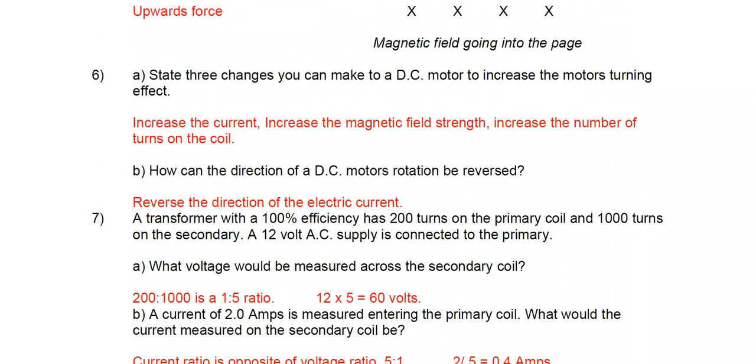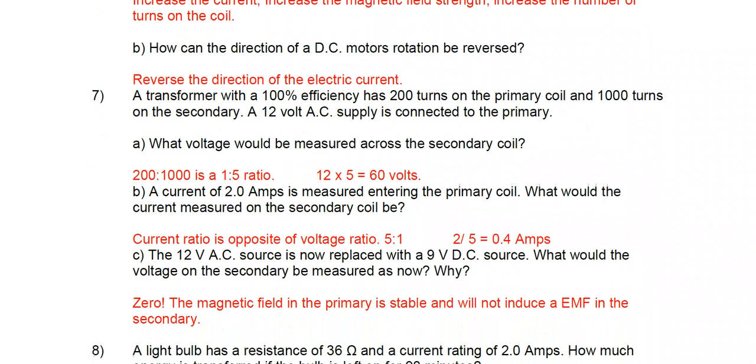Number 6, state 3 changes you can make to a direct current motor to increase the motor's turning effect. Well, you can increase the current, you can increase the magnetic field strength, or you can increase the number of turns on the coil. And then how can the direction of a DC motor rotation be reversed? Well, you can just reverse the direction of the electric current.